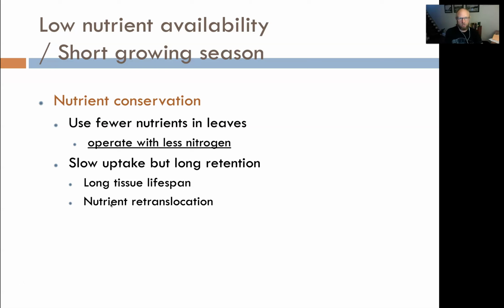So evergreen gymnosperms are really good at reusing the nitrogen over and over again. One, by having leaves that last a long time, and two, by being able to retranslocate the nitrogen to a new leaf before it drops an older leaf.